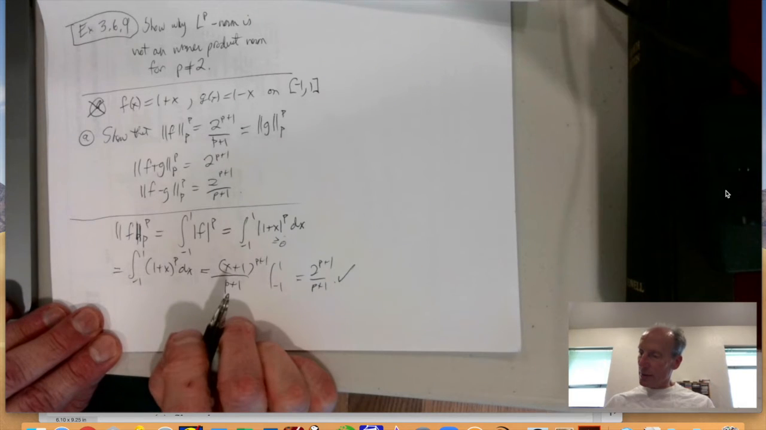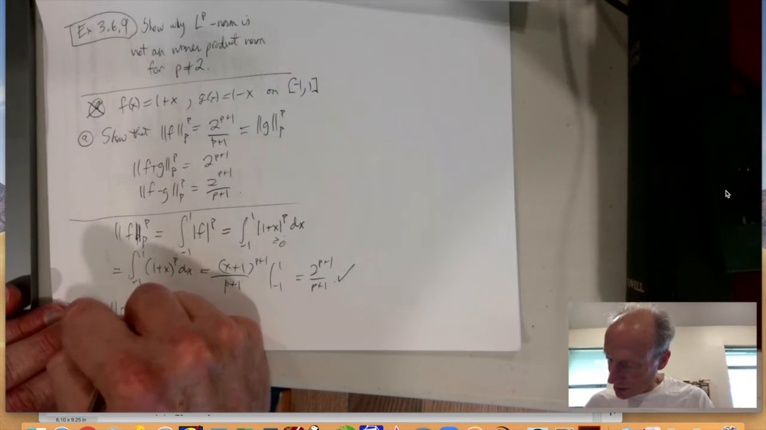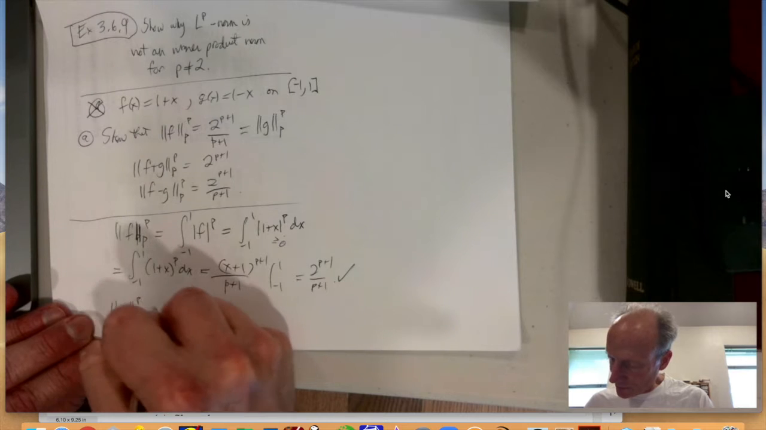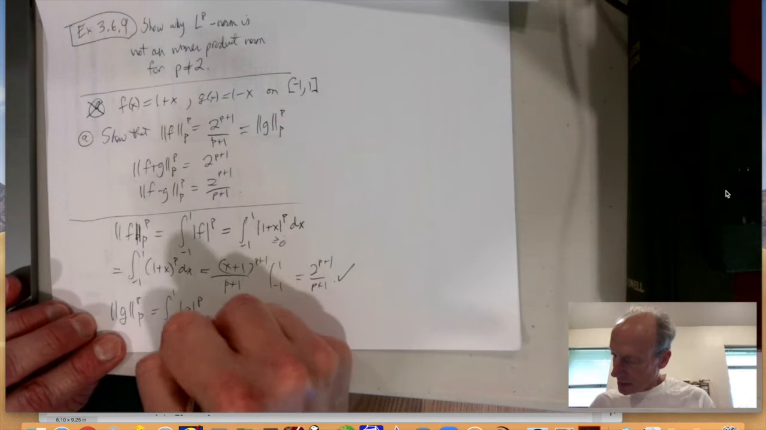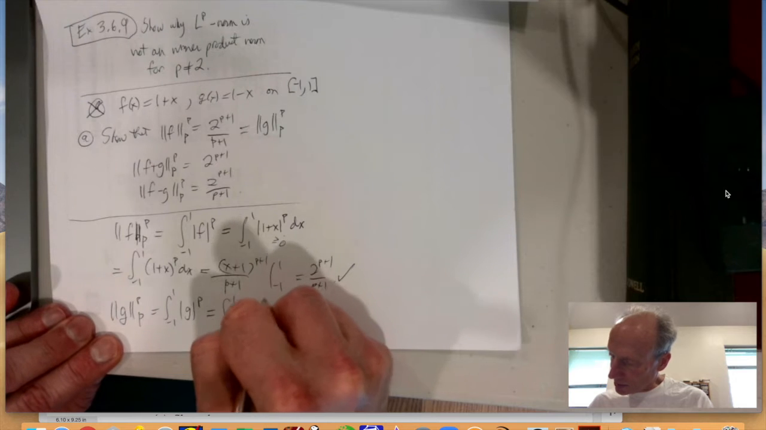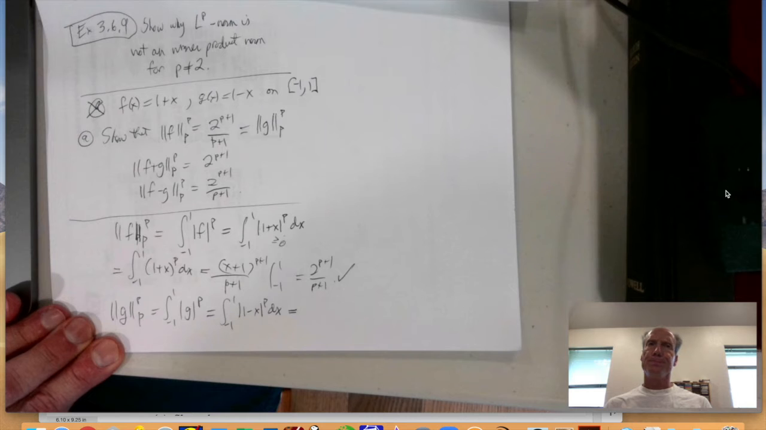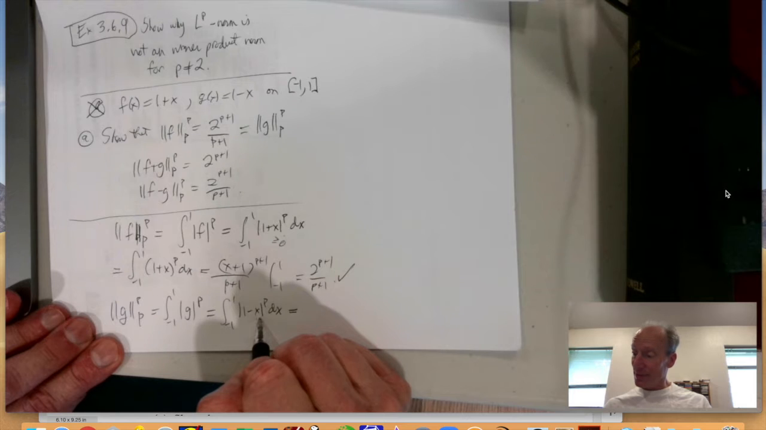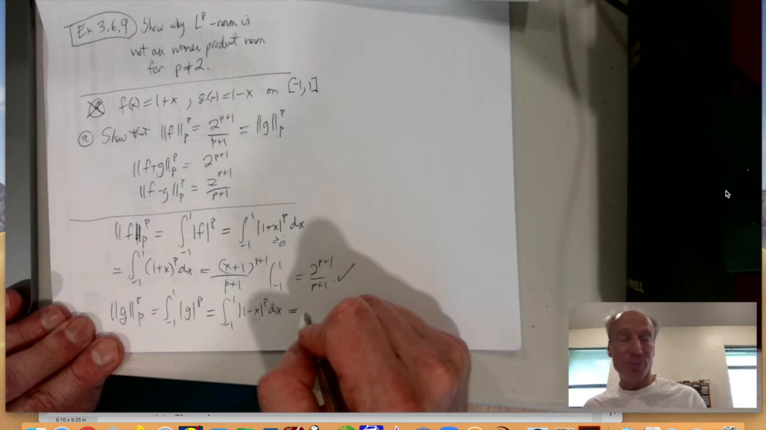Check. All right, now if we did the other one, let's see what would happen. Let's do the norm of g to the p. So that's the integral from negative 1 to 1 of absolute value of g to the p, which equals the integral from negative 1 to 1 of absolute value of 1 minus x to the p dx. Now what would we do? That's right, Shaylin. 1 minus x is also positive on this interval. That is mighty convenient, isn't it?